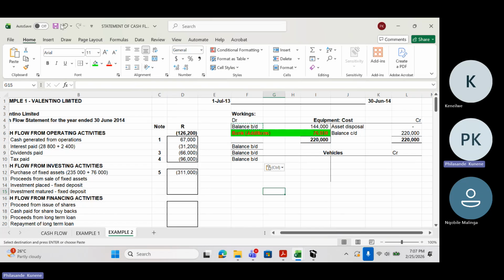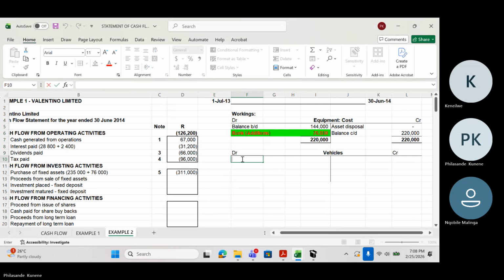Oh, what's happening now? And my balance brought down is going to be, I don't understand what is happening.